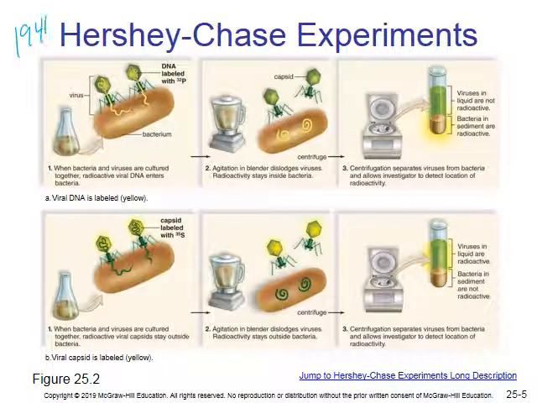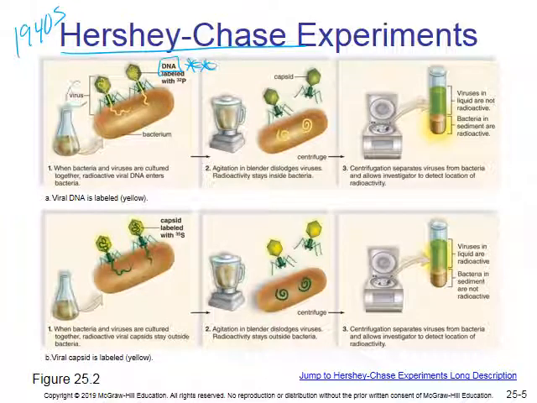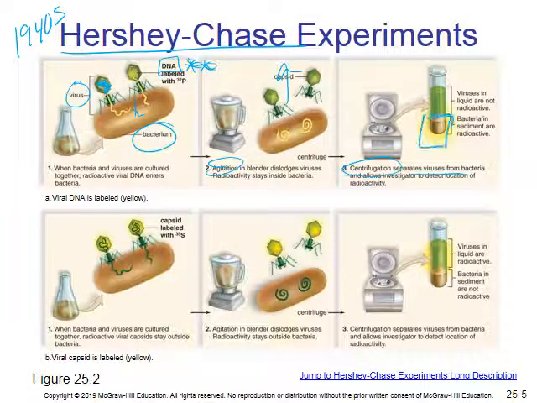In the 1940s, we had the Hershey-Chase experiments, which concluded DNA is the transforming substance. So they took a virus, they radio-labeled the DNA, they allowed it to infect the bacteria, they agitated to remove the virus, and then they centrifuged and separated, and we can see that now the bacterial sediment is radioactive. So they started with radioactive DNA, and now we see that the bacteria has the radioactive substance inside of it. So somehow the virus had to inject or transform or pass along this material to the bacteria.